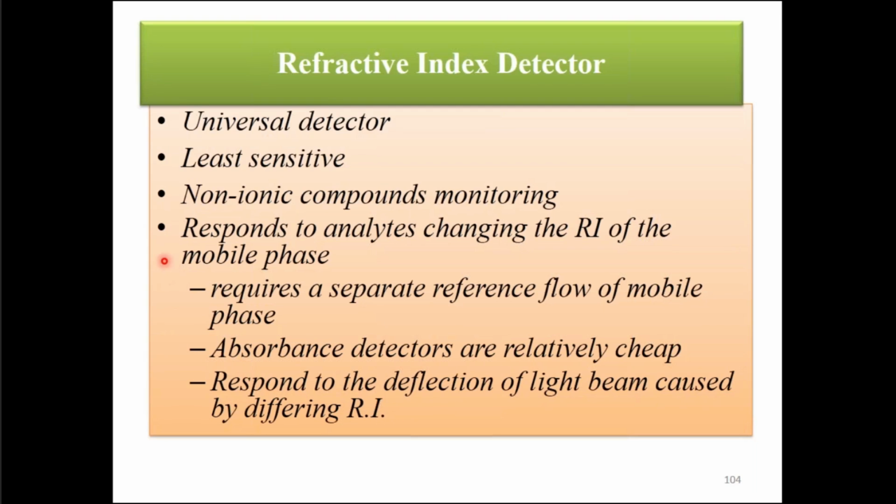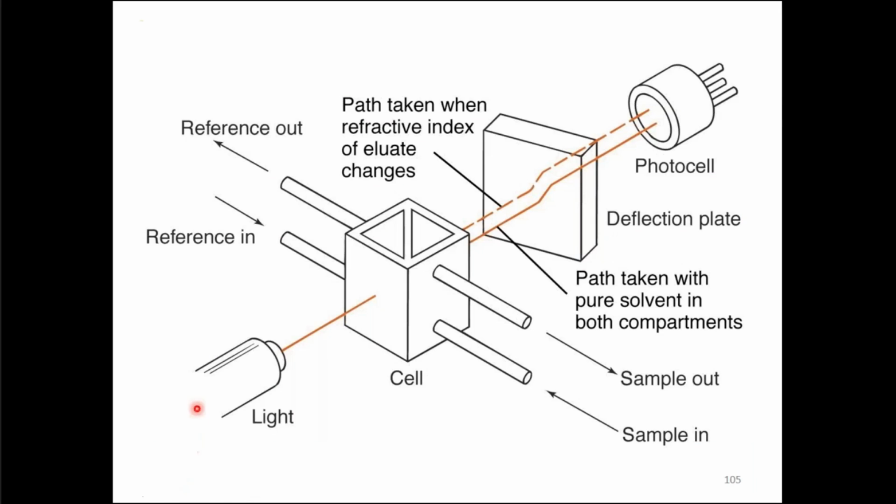You know what is refractive index? It's the refraction phenomenon. When light is deviated from its path as it passes through a medium, we say it's refraction. So that principle is used here. You have two compartments here. This is the reference in, goes out. What is the reference? It's the mobile phase. This is your sample, sample in and sample out. So this is your sample cell.